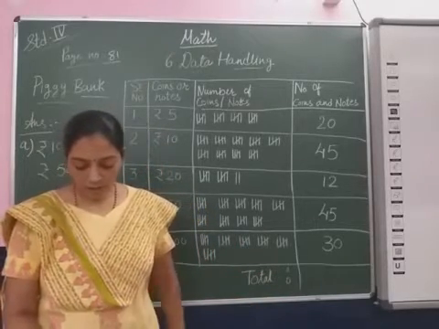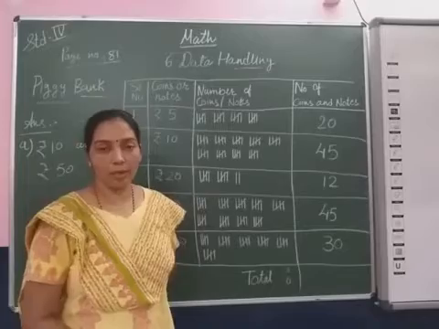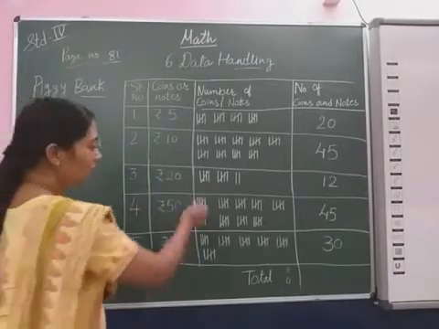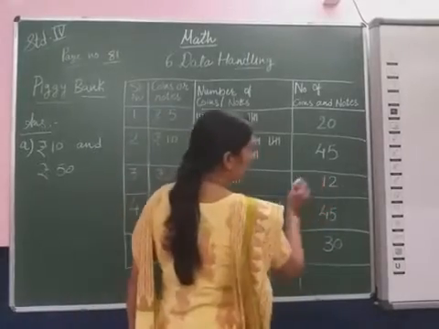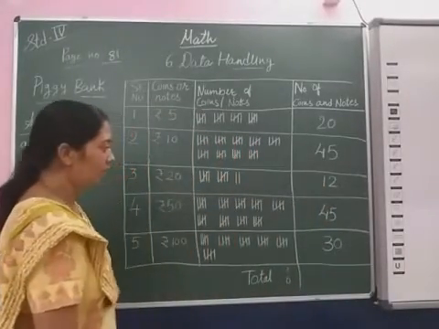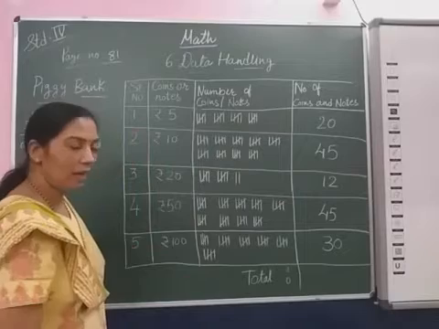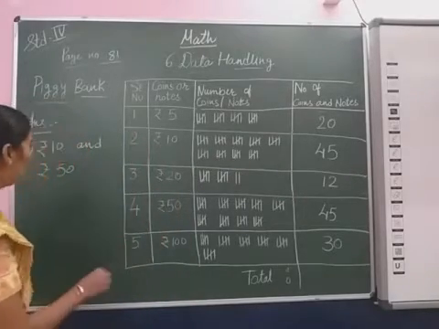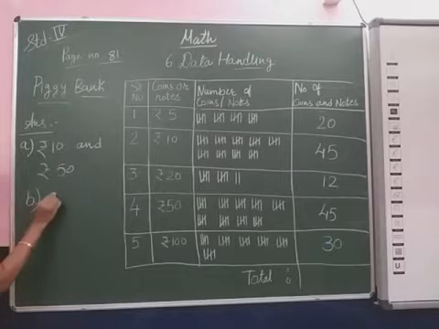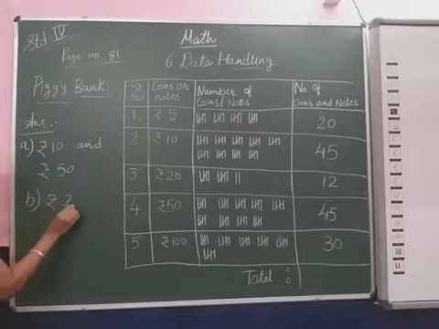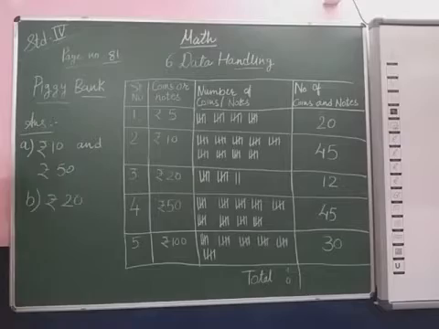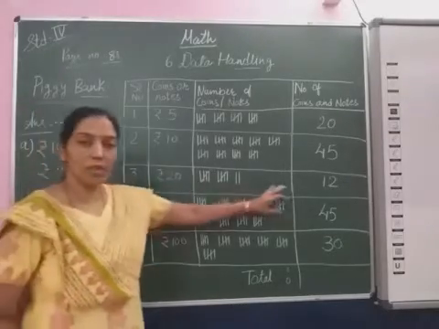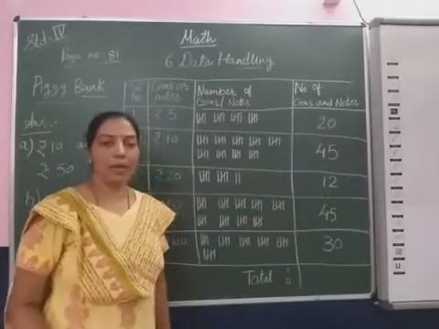Second is: which coin or note is least in number? Least, that is the smallest number we can say here, the lesser number 12. So which note? Rupees 20. So you can write here rupees 20 in front of question B. Rupees 20 he found the least number of notes in his piggy bank.